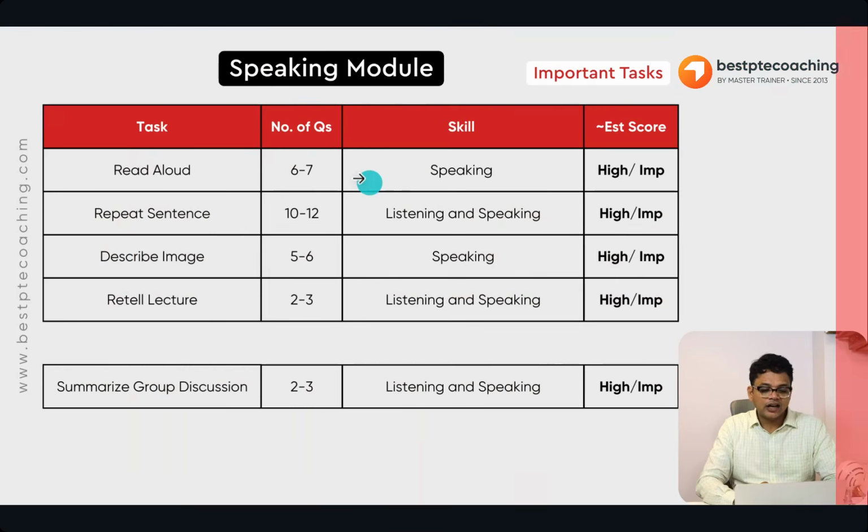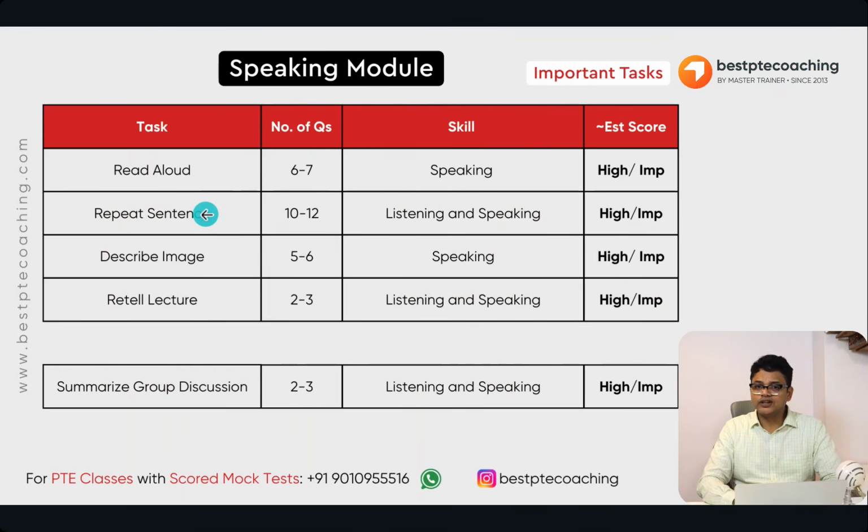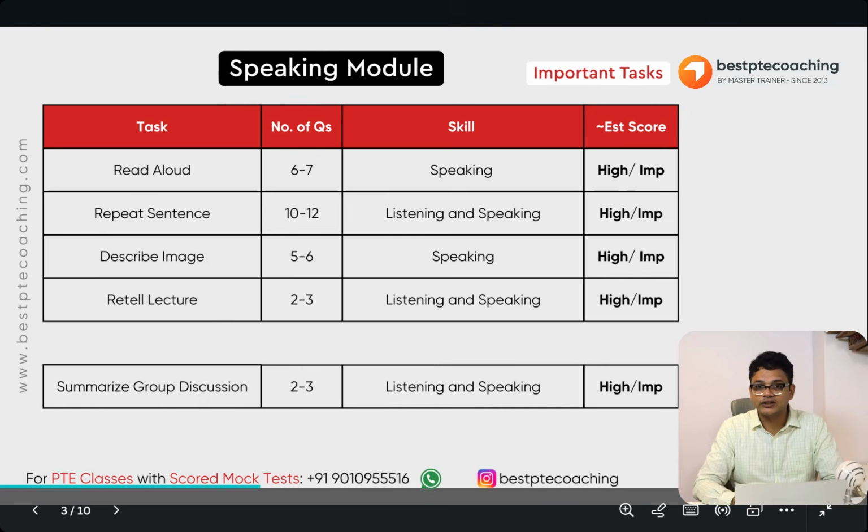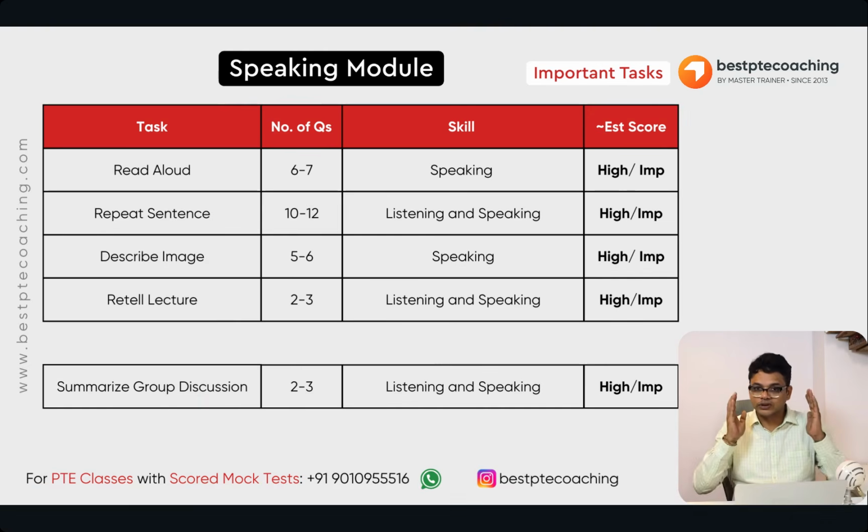Read aloud, important. Repeat sentence, important. Describe image, important. Read a lecture, important. Summarize group discussion, important. So these 4 you have to work hard to get your desired score in PTE.